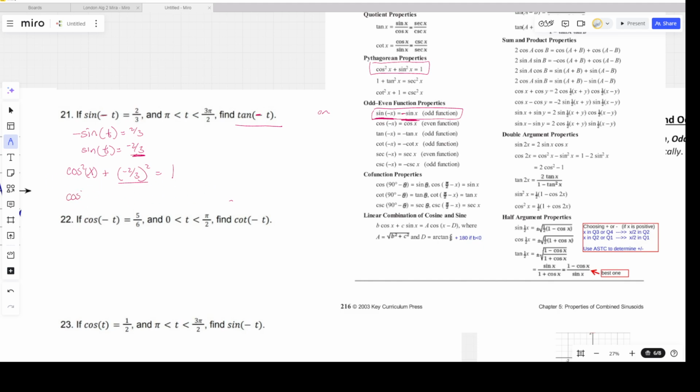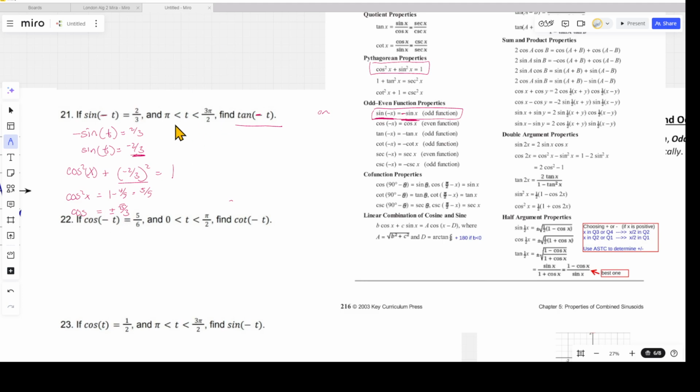So it's cosine squared x equals, this will be 4/9 positive, and then I'll move it to the right. It'll be 1 minus 4/9. It's 5/9. Then I square root. And don't forget the plus or minus. I'm going to get plus or minus root 5/3.